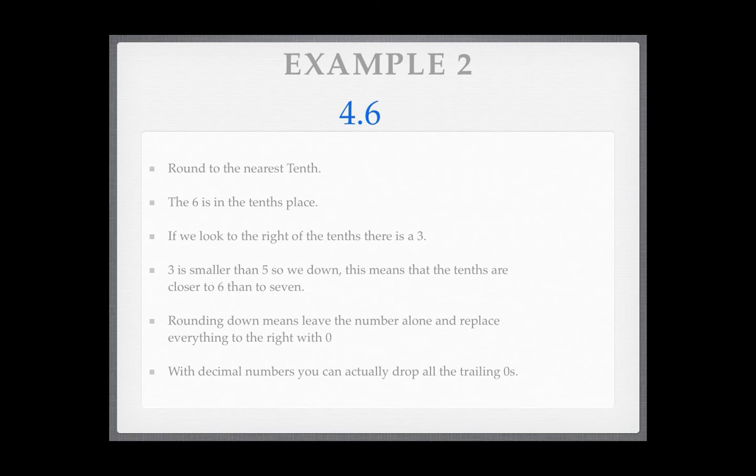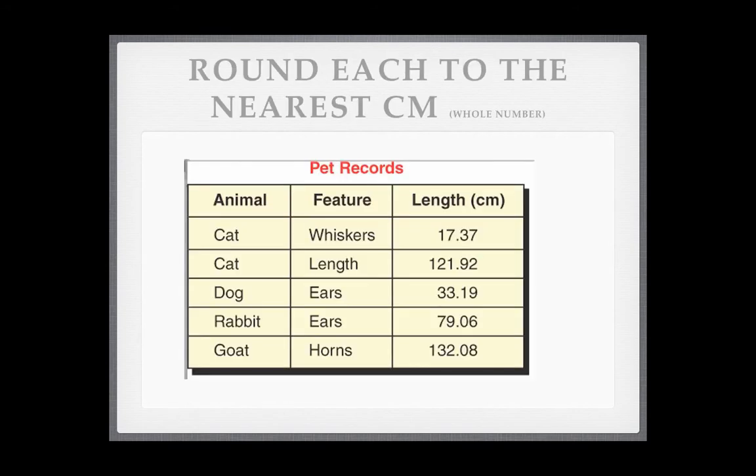So now we've seen an example of rounding up and an example of rounding down. The best way to understand all of this is to practice with it. So let's do a little bit of practice. We were initially given these questions. Round each to the nearest centimeter, and we determined that that was to the nearest whole number. Try rounding each of these numbers to the nearest centimeter.